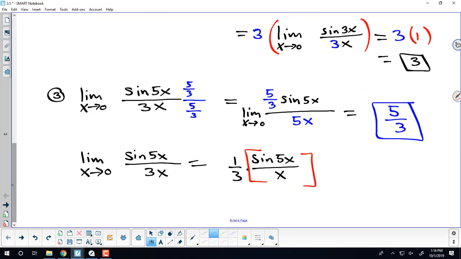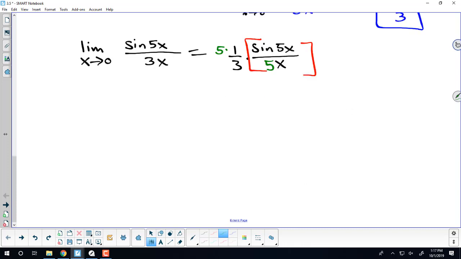We would say, well, it would be nice if this were a 5 down here. Well, I can multiply that by 5 if I multiply the top by 5. So again, the thing in red brackets is the limit as x goes to 0, that's 1, and then we have the 5/3 out front. Either way you approach it, it's the same result. Anybody have any questions on that? Okay, let me look at one more.